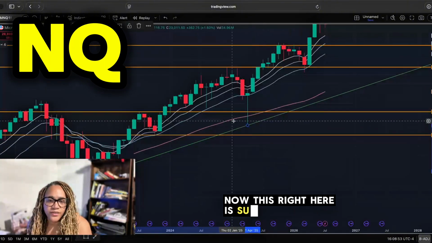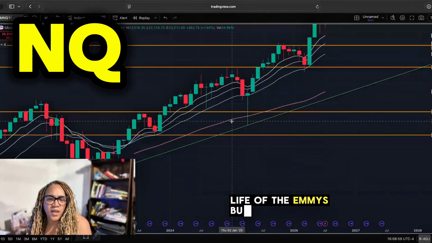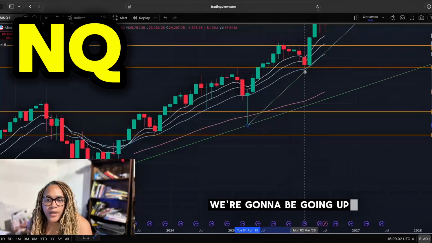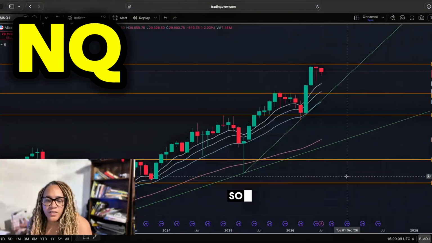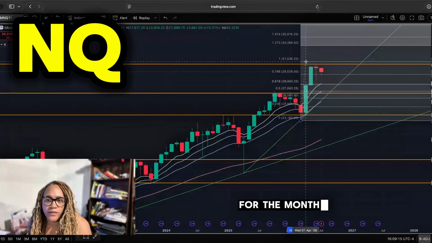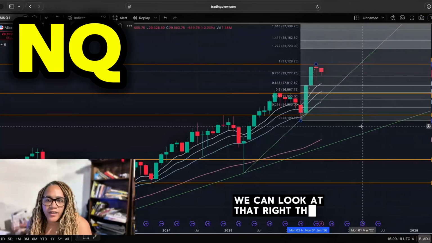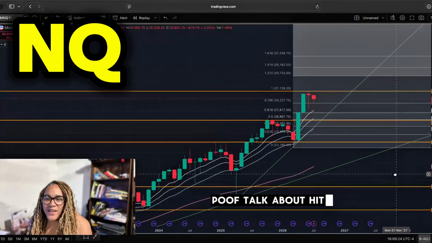Now this right here is super out of whack for me. I would have liked the trend line to follow the EMAs. But anyway, we're going to be going up. As you can see, we are still very bullish, moving upwards. If we wanted to look at the most recent swing low for the month, we can look right there. This is about the 50% area where I drew that line. Poof! Talk about hitting it right on the mark.